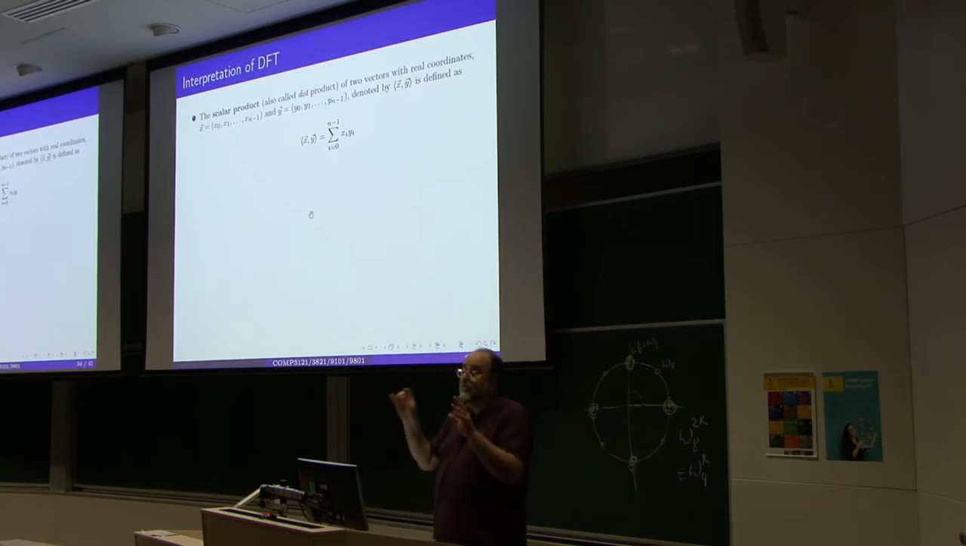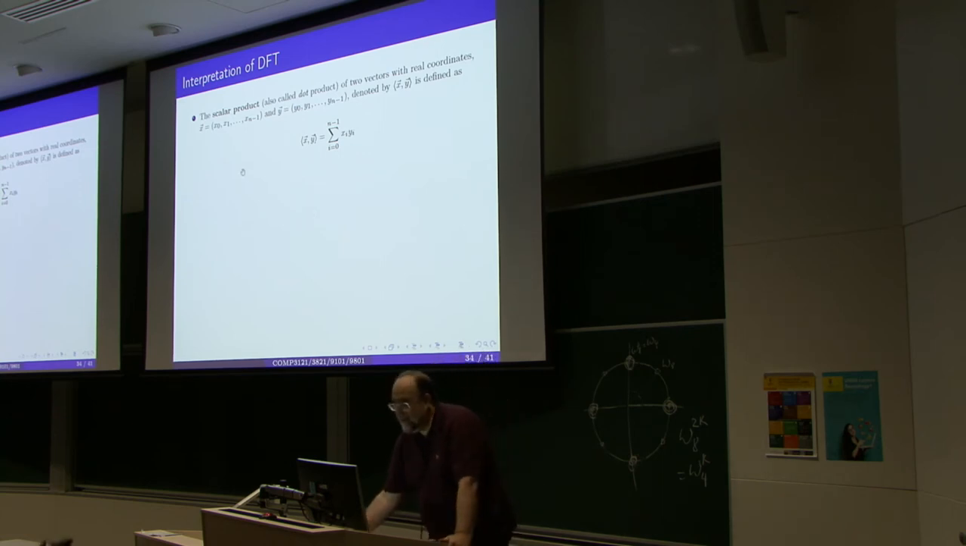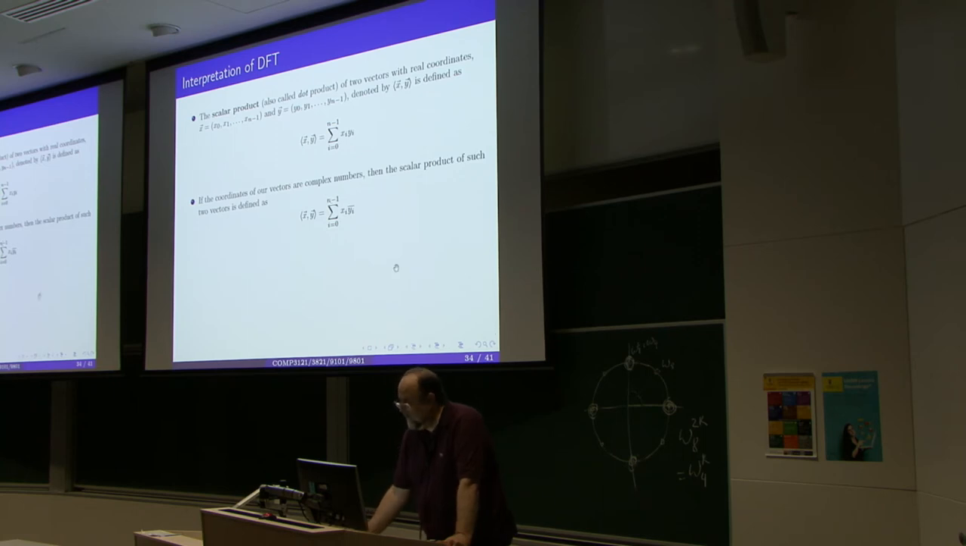So I'm going to show you purely geometrically what the discrete Fourier transform is in a way that will automatically explain why it is so important and why it is used, for example, in sound processing. Okay, remember the scalar product, also called dot product, of two vectors with real coefficients. How do we compute scalar products? It's simply the sum of the products of the corresponding coordinates. However, if the numbers are complex, if you live in a complex vector space, then the scalar product is defined as the sum of the products of the coefficient of the first vector with the complex conjugate of the corresponding coefficient of the second vector.